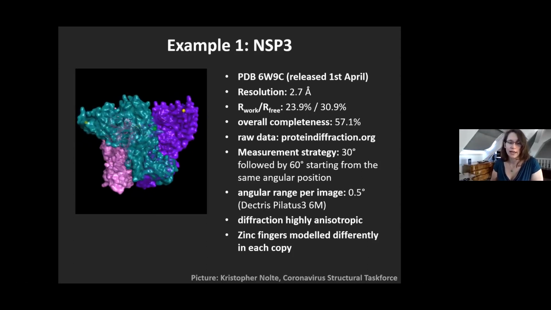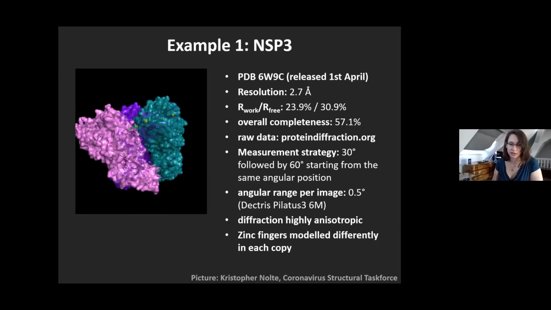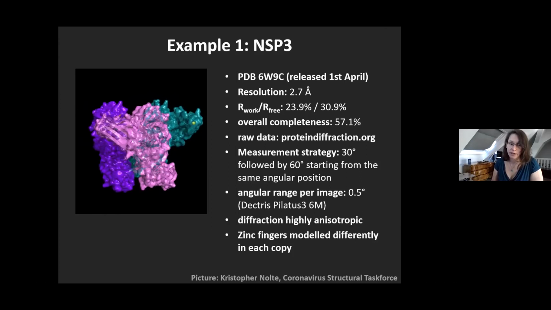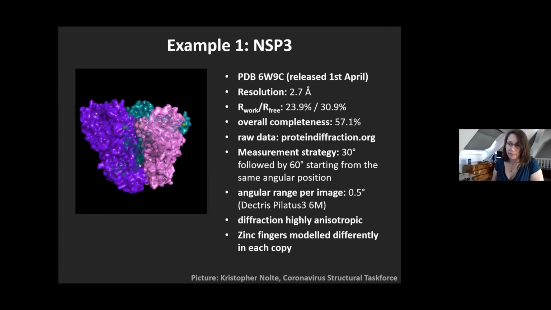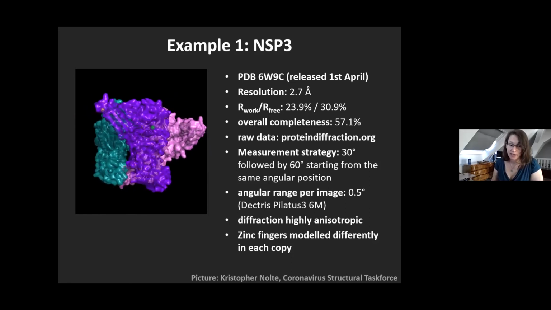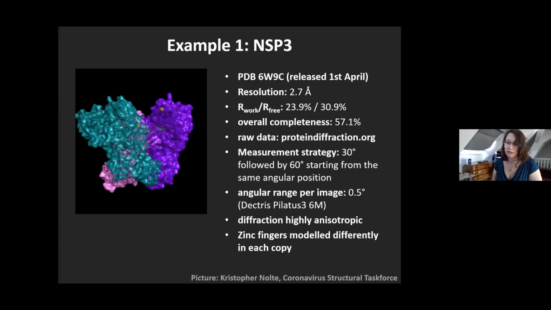The angular range per image was too large, in my opinion, 0.5 degrees on a Dectris Pilatus detector. The diffraction was highly anisotropic, so the threefold NCS made the structure solvable despite the low completeness. But the zinc fingers had been modeled differently in each copy, with the zinc missing completely from one.